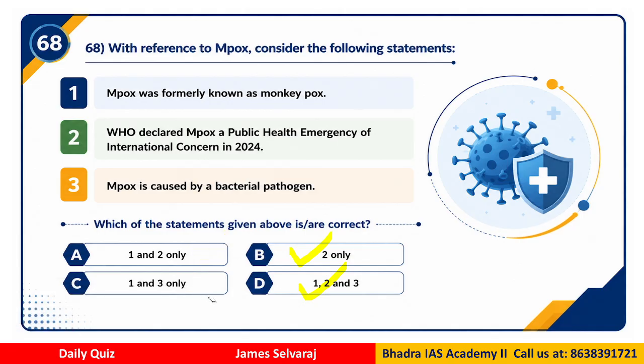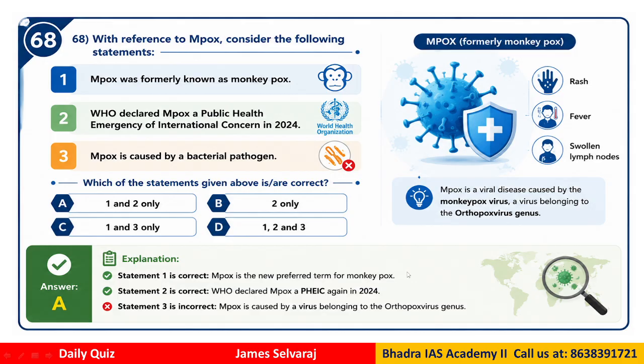Okay, so what do you think is the correct option? Let's look at this. So the correct answer is A, only 1 and 2. So what is the correct answer? Is only 1 and 2. Mpox was formerly known as the monkeypox. World Health Organization declared mpox as the public health emergency in 2024.